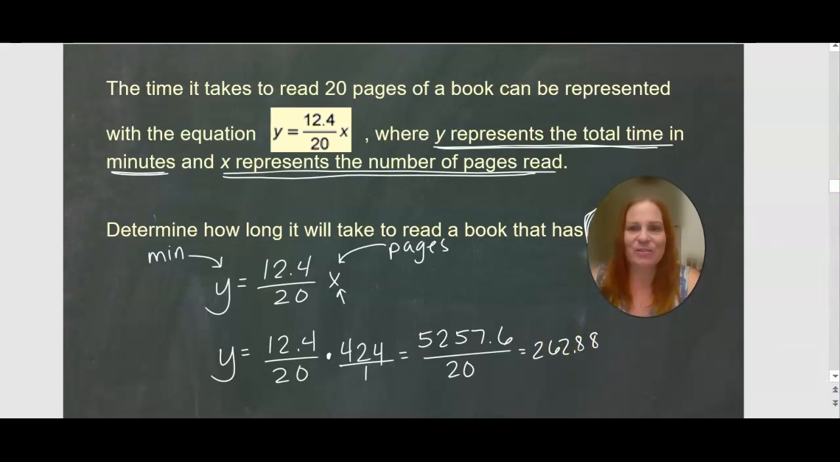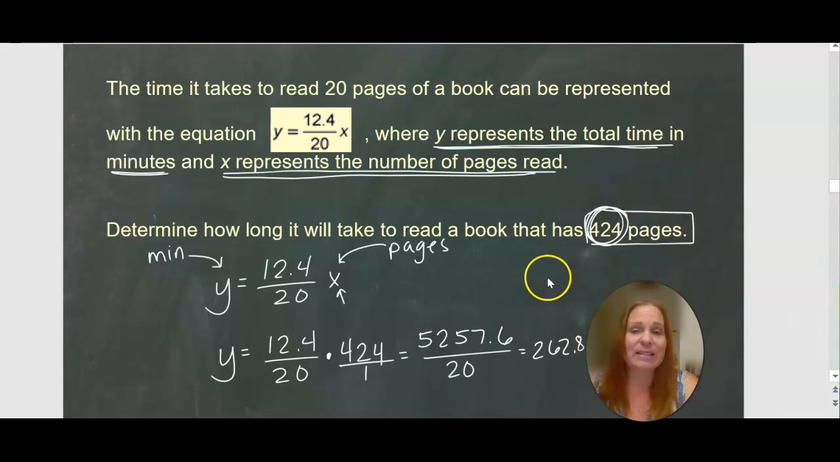8. All right, 262.88. That is minutes. So that's how long it will take, 262.88 minutes. Now, usually it'll tell you to round to the nearest minute because we don't usually measure in hundredths of a minute. So if we round this to the nearest minute, it would be 263 minutes. If it doesn't tell you to round, then you just leave it like that.